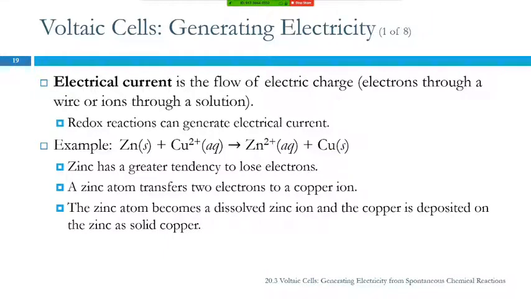And the reason is that zinc has a greater tendency to lose electrons than copper does. And so the zinc atom will transfer 2 electrons to the copper ion, and then we have a zinc ion and a copper atom. The zinc atom becomes a dissolved zinc ion. The copper is deposited on the zinc as solid copper.